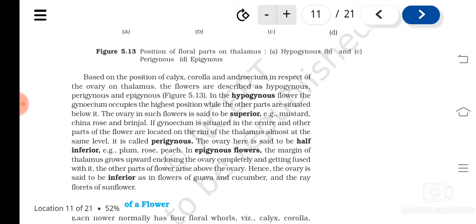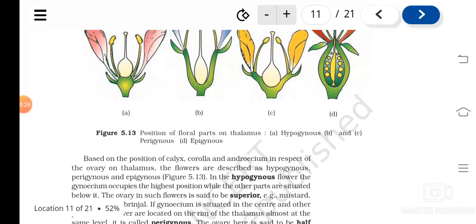Understood? So hypogynous flower means the gynoecium occupies the superior, highest position. So just imagine, hypo means low, isn't it? Hypogynous flower means the ovary will be superior. Examples are mustard, China rosa, brinjal, isn't it? In brinjal you can see the sepal is down even after the formation of fruit, isn't it? Clear? And the ovary becomes the fruit actually, isn't it? So the fruit is found above the sepal. Understood? So this kind of flowers are known as hypogynous flowers.